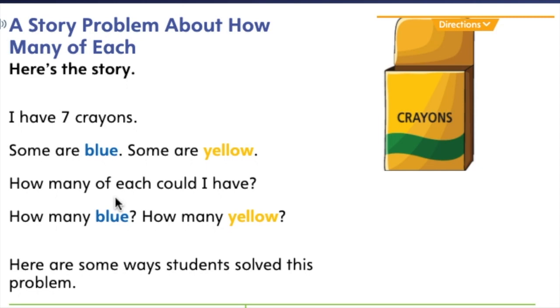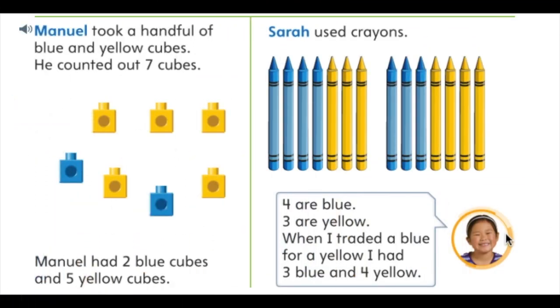This is kind of tricky. Let's look at what some people did. This shows us how 2 different kids solved the problem. The first one says, Manuel took a handful of blue and yellow cubes. He counted out 7 cubes.